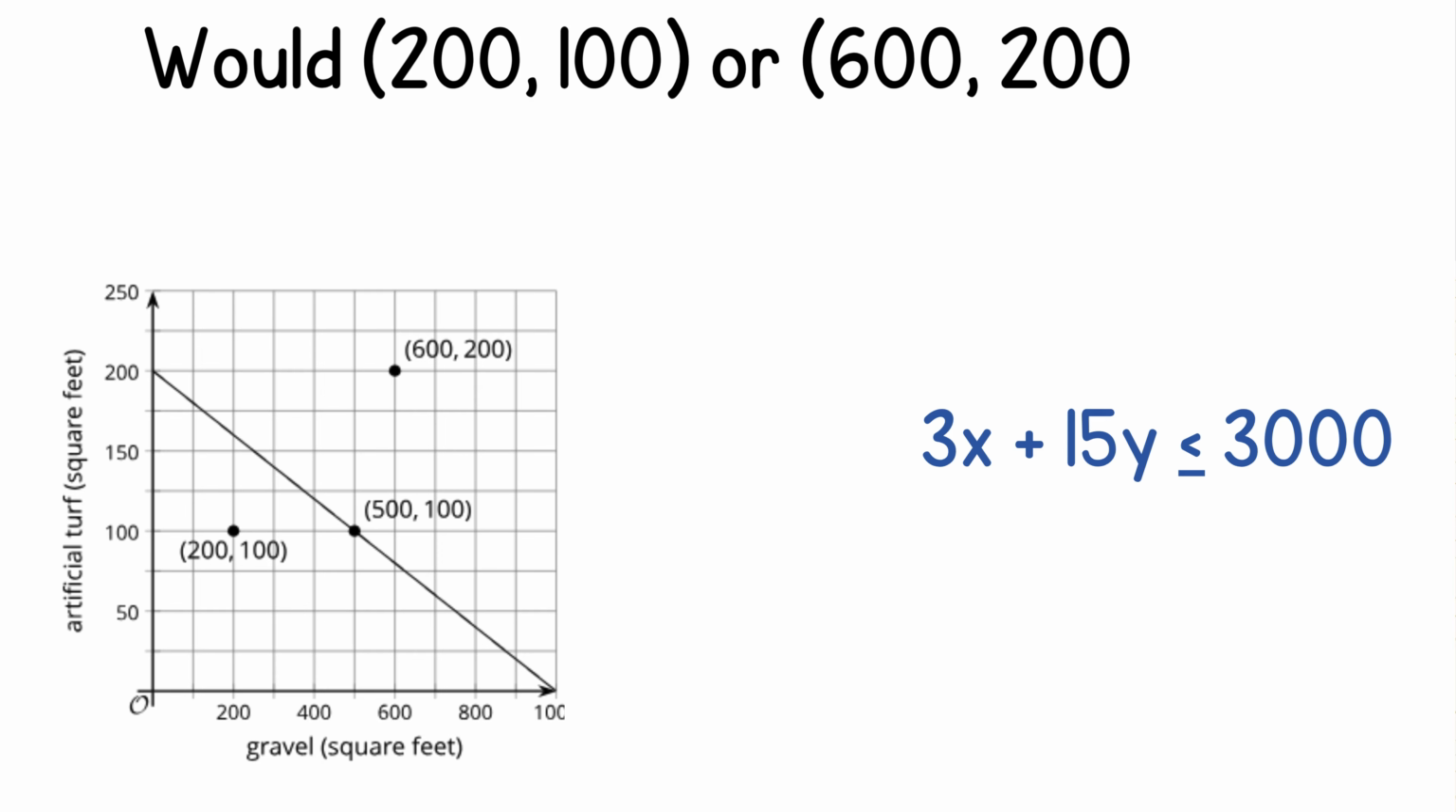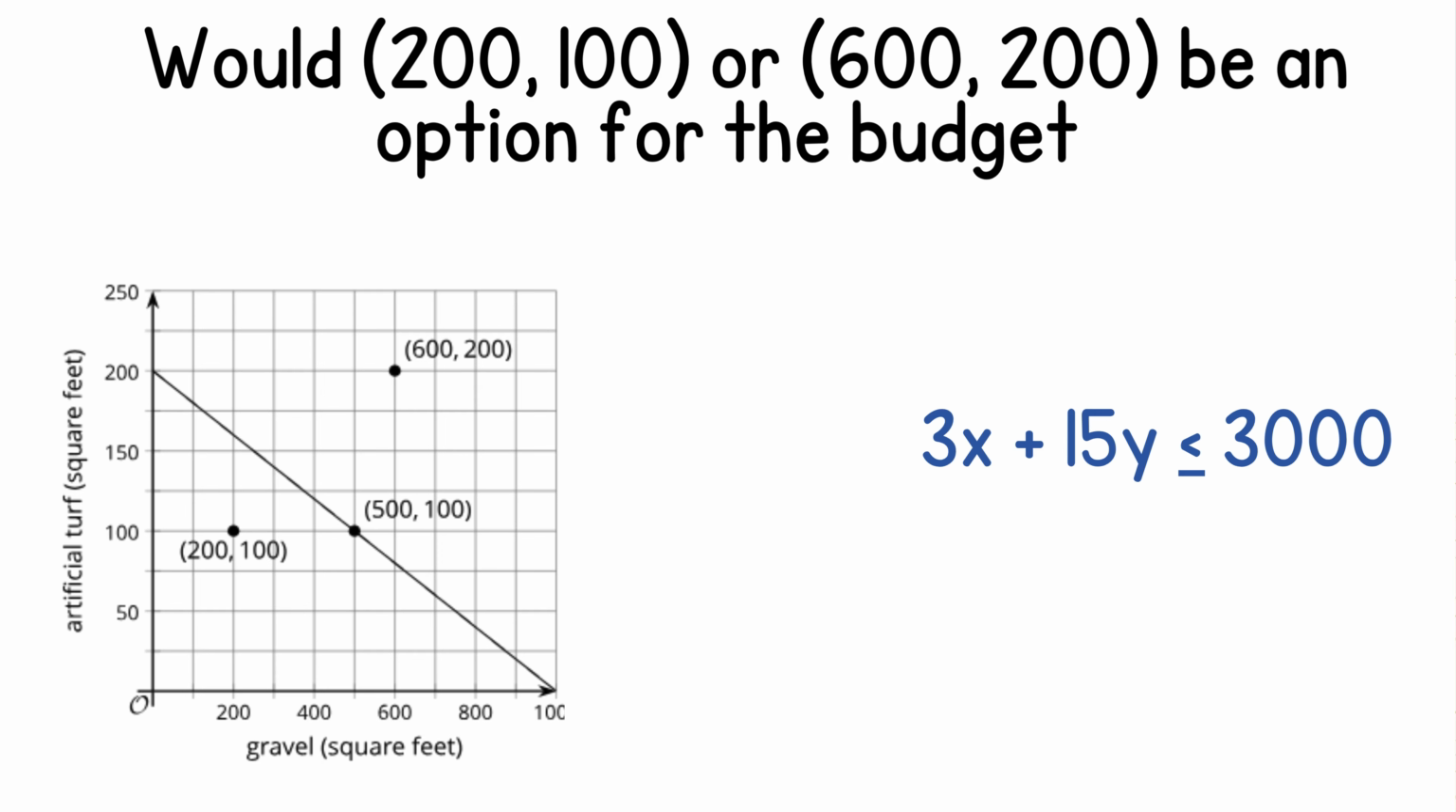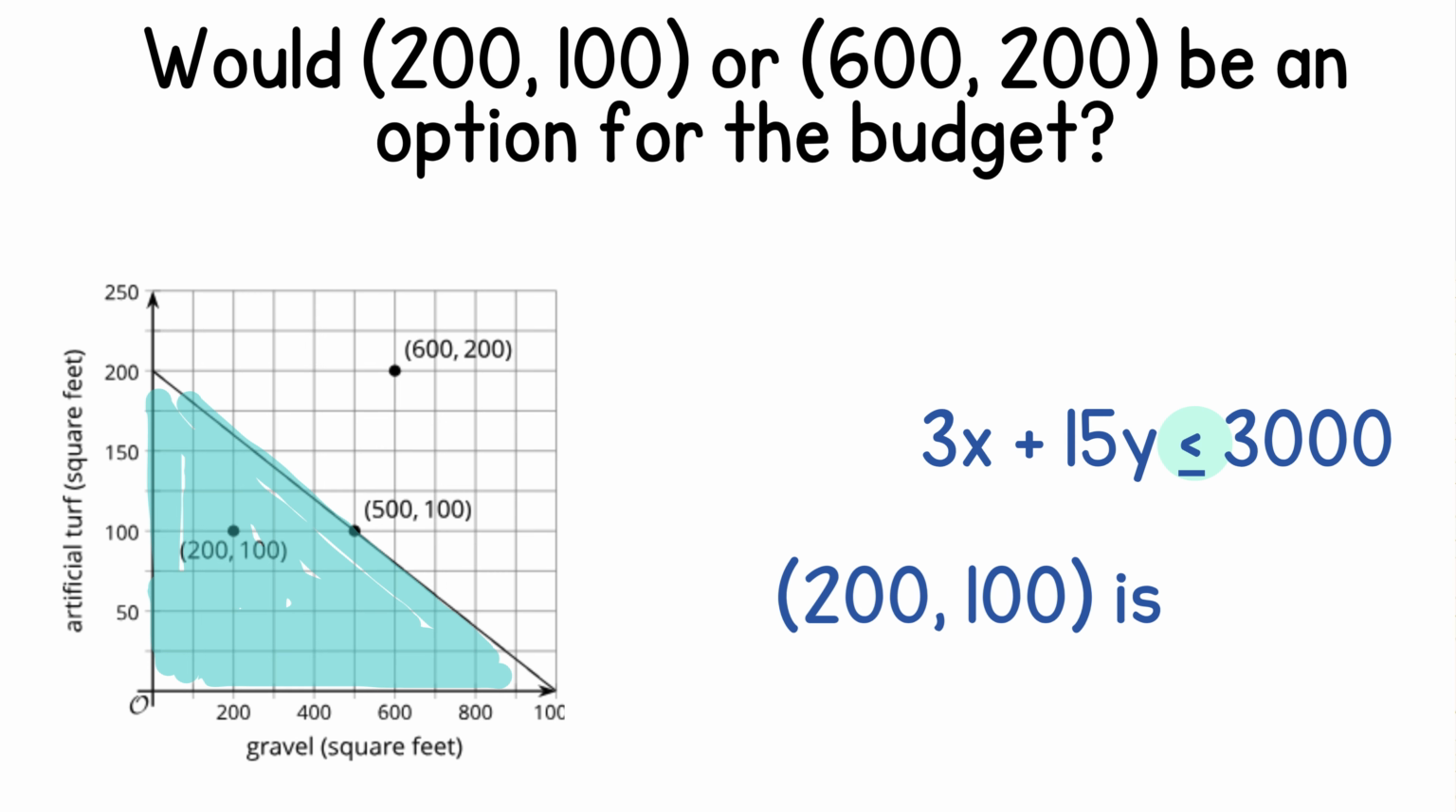Would (200, 100) or (600, 200) be an option for the budget? Well, we see in our inequality that the symbol we use is less than or equal to. So if we were to shade, it would be below the line. So (200, 100) is in the budget, since it falls in that shaded area. The other coordinate, (600, 200), would be above the budget. Now let's look at another example.